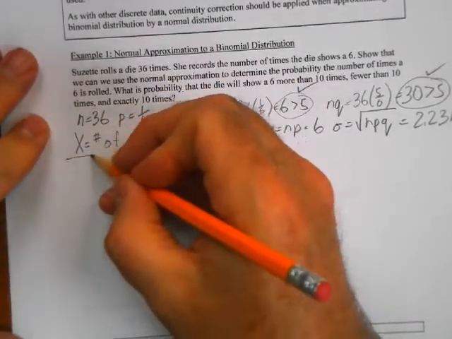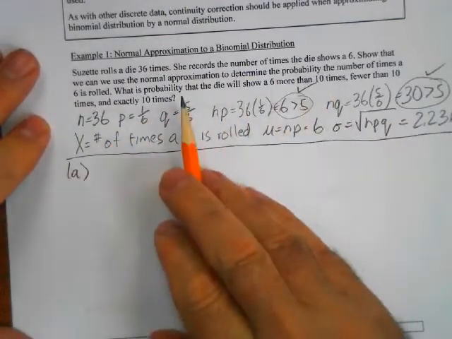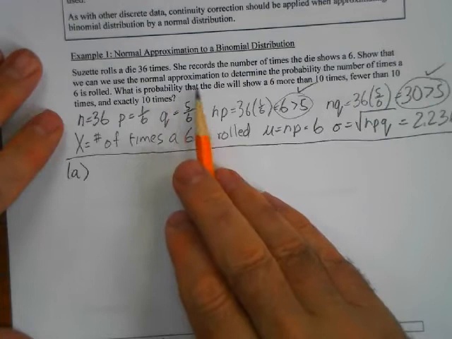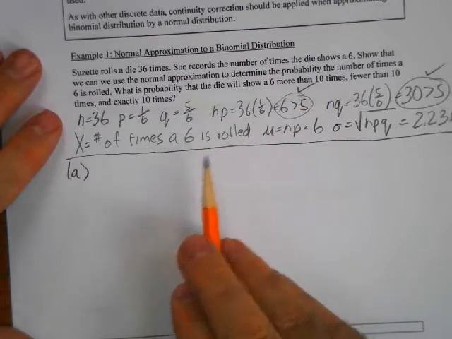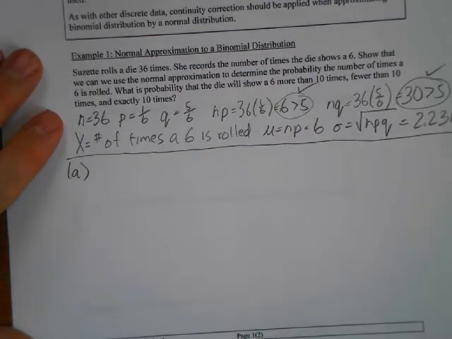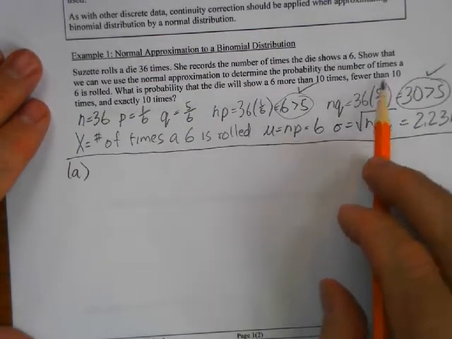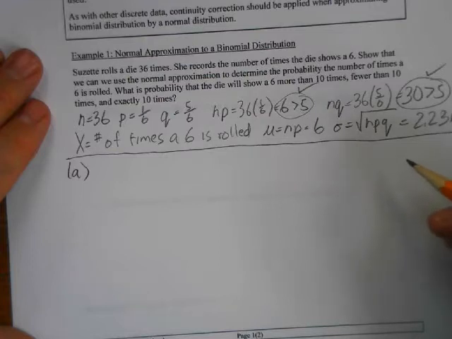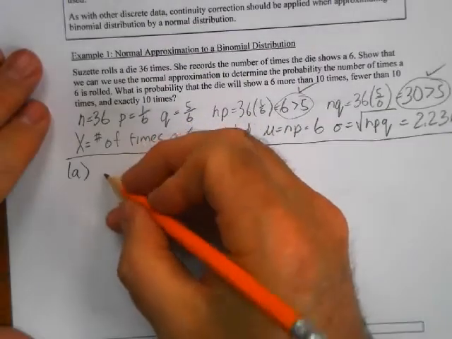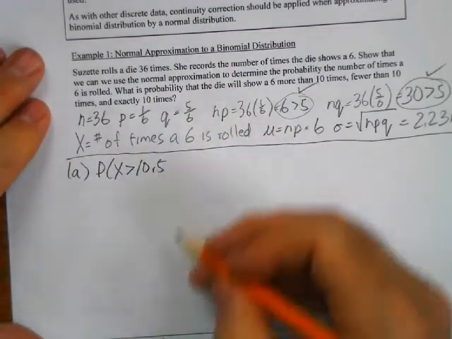So question A, we've got all the information we need. The first part says, what's the probability that the die will show a 6 more than 10 times? You might think that I'd put probability x is greater than 10, but remember we're changing discrete data into continuous data. So if I want more than 10, I'm actually looking at x greater than 10.5. So the probability that x is greater than 10.5 is what I'm looking for.